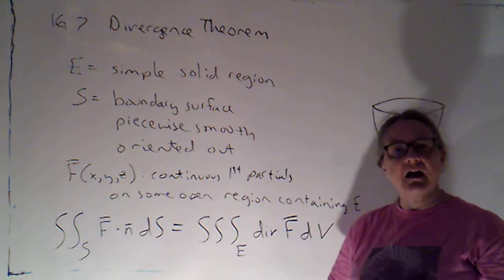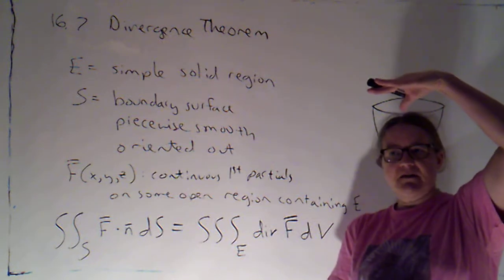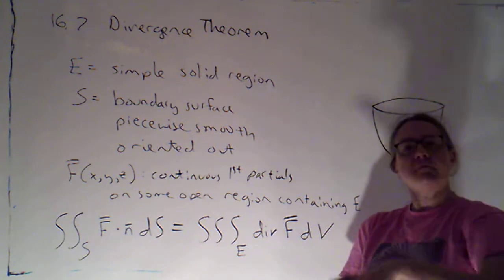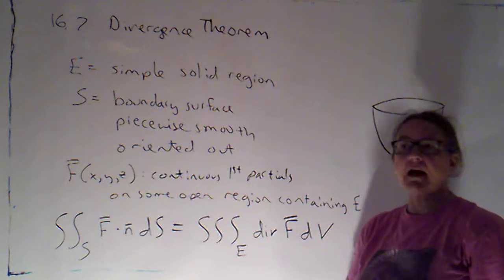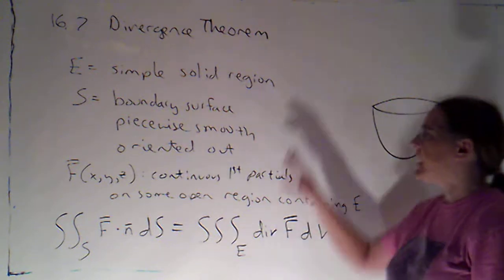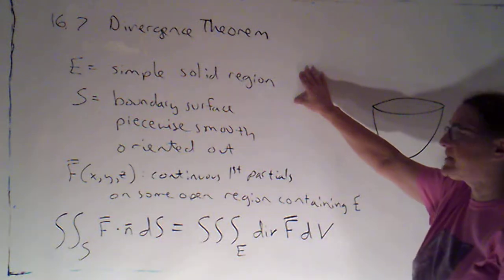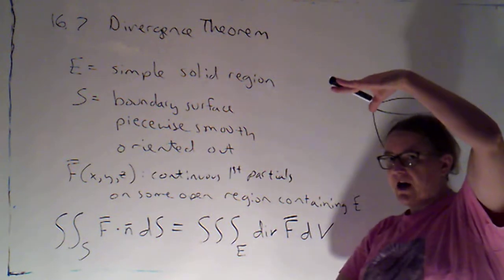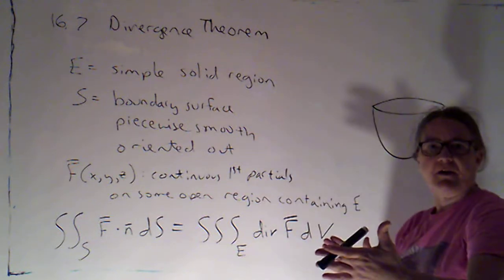Simple XY solid means that the top and bottom surfaces are continuous, that Z is a continuous function of X and Y, and that if I project onto the XY plane, I get a type 1 or a type 2 region. And then to be a simple solid region, that has to be true whether you single out the top and bottom surface or the left and right or the front and back.